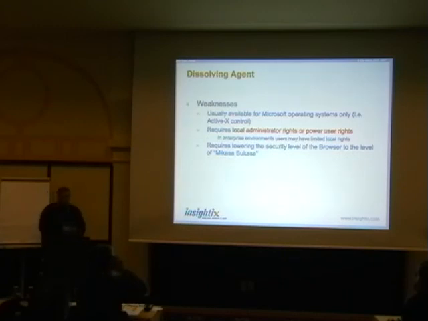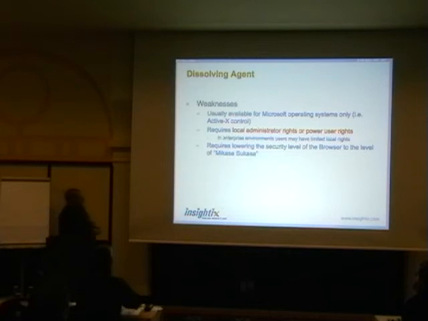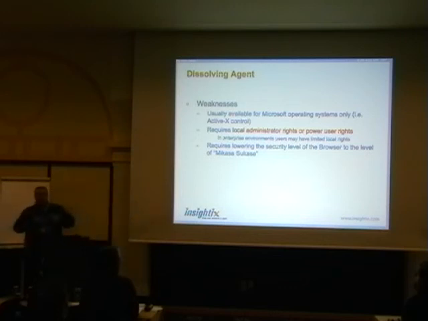Dissolving agent. This is one of my favorites. Everybody's saying, oh yeah, we have this ActiveX or JavaScript or Java component that does this and does that. Well, first and foremost, two big problems: local administration rights or power user rights. Okay, we are IT people, and most of the people get administration access to their machines, but there are some people which will never assign administrator access to their boxes.